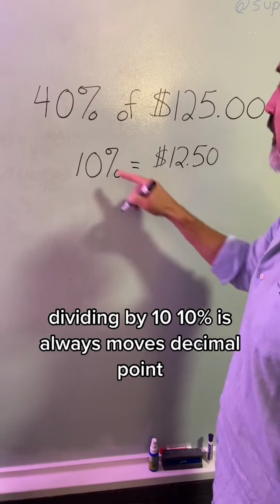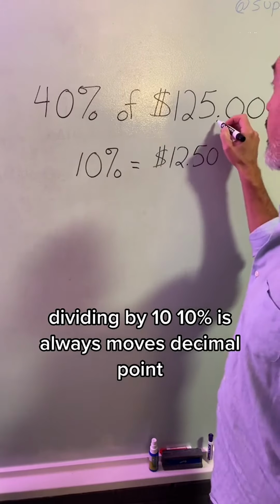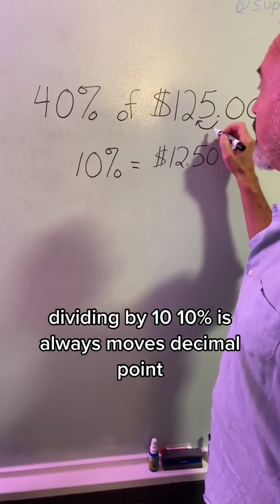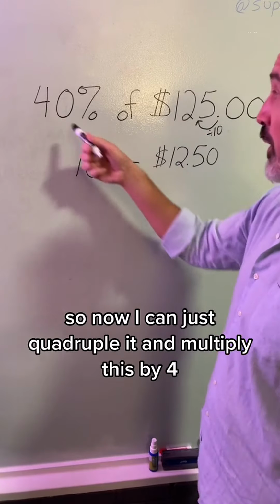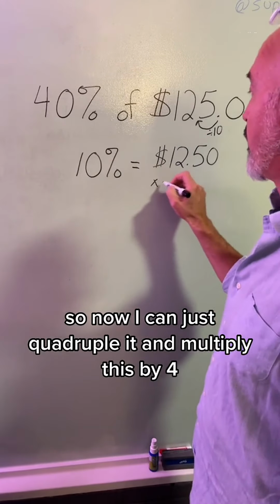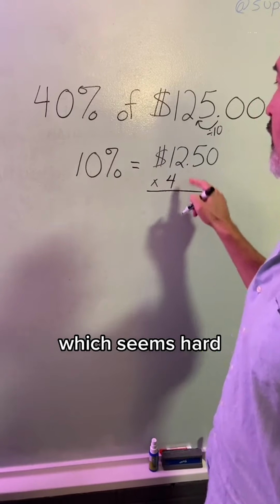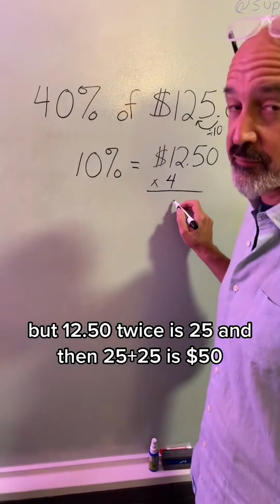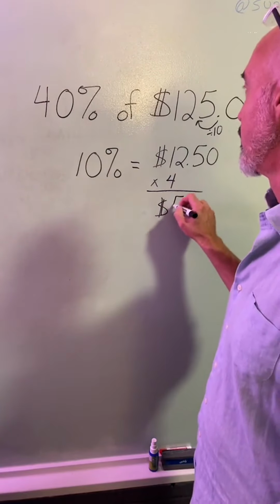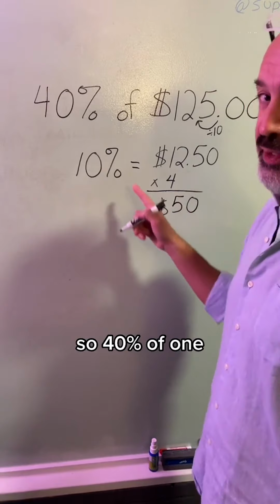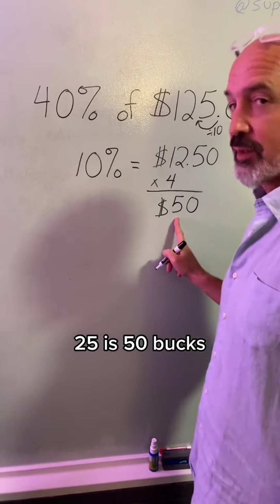$12.50. Dividing by 10, 10% always moves the decimal point one place to the left, 10 times less. So now I can just quadruple it, or multiply this by 4, which seems hard, but 12.50 twice is 25, and then 25 plus 25 is $50. So 40% of 125 is $50.